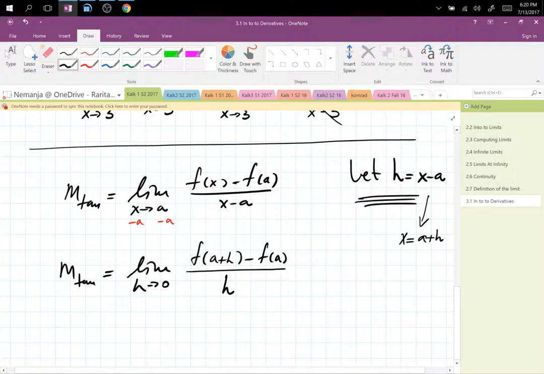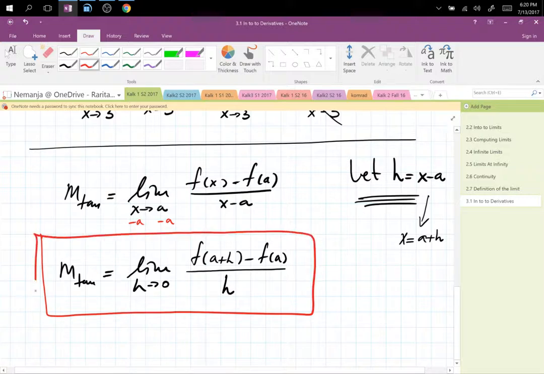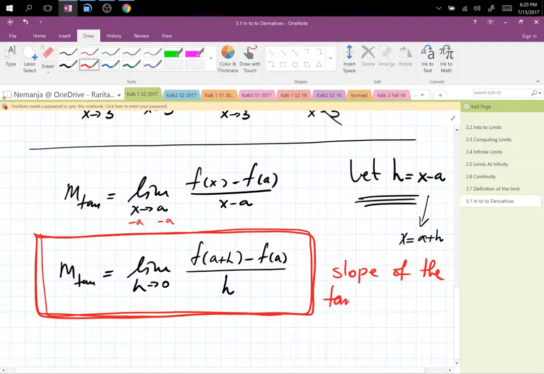Now look at this. This formula is actually the formula that we want to use to compute the slope of the tangent line. This is our formula. And it's much easier now because there's less work to be done. So now I want to work out the same problem, x squared minus 1 at 3, using this formula.